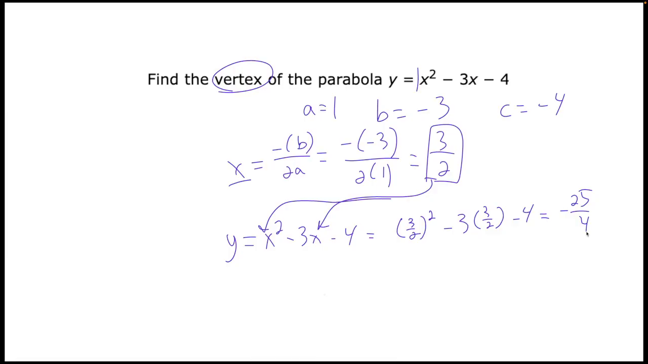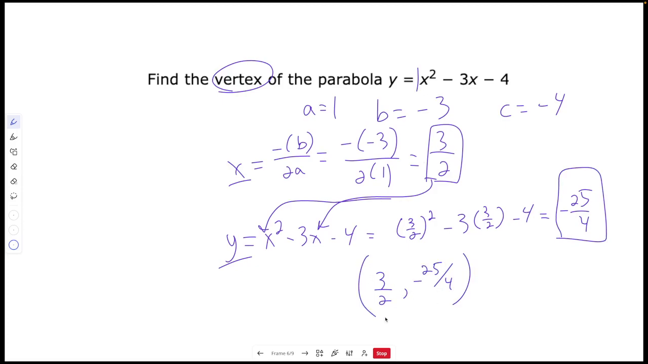So your final answer here, right, you have an x and you have a y. This is your y value. So we just sort of put them together. So the final answer is 3 over 2, comma, -25 over 4, right? This is our vertex.